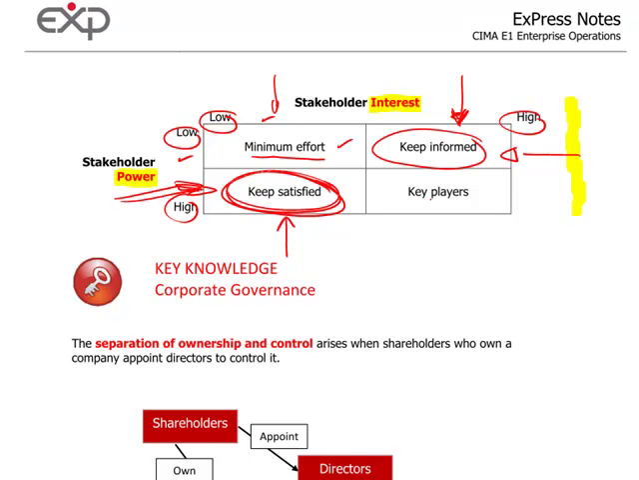The final quadrant we're going to look at is high level of interest, high level of power. According to Mendelow's matrix, these are the key players. So it's within this quadrant that management should focus their attention. They should make sure they look after stakeholders within that quadrant.